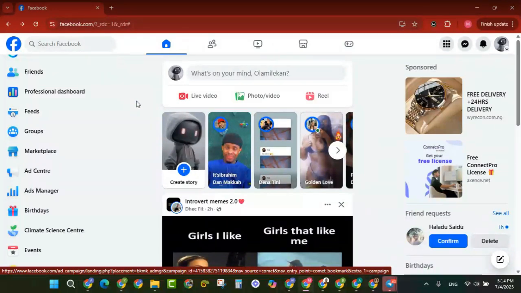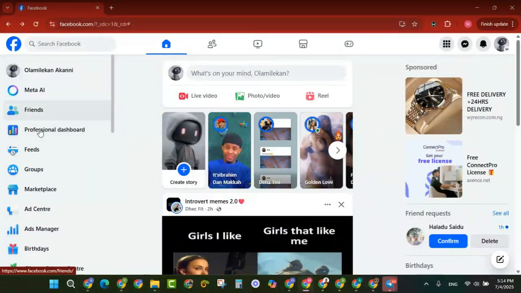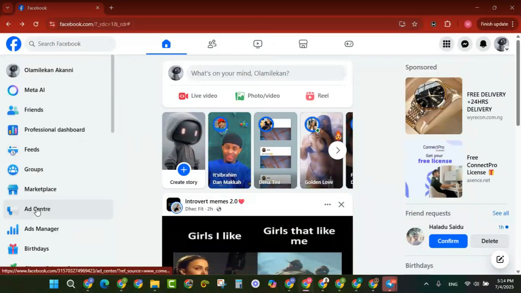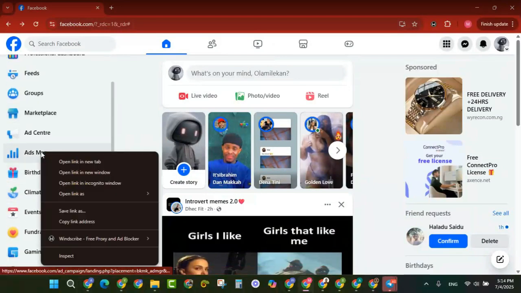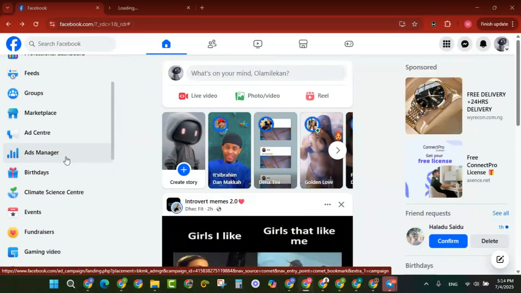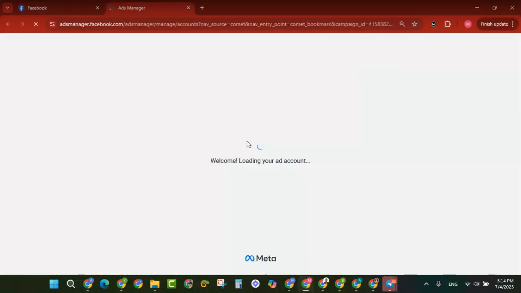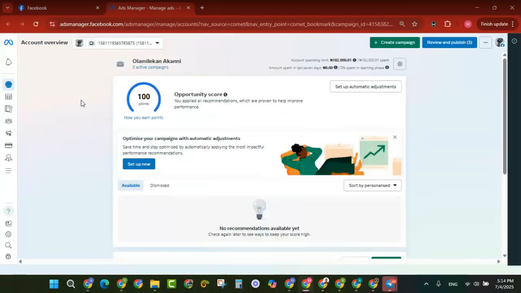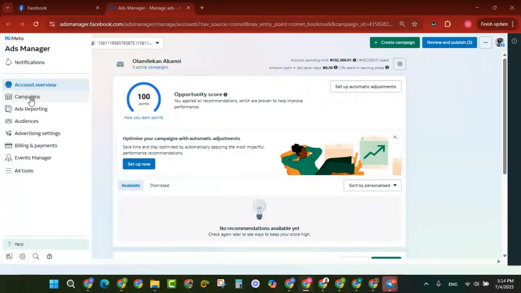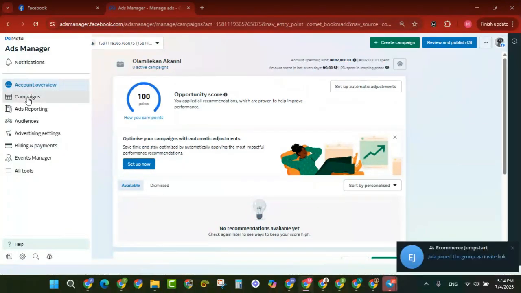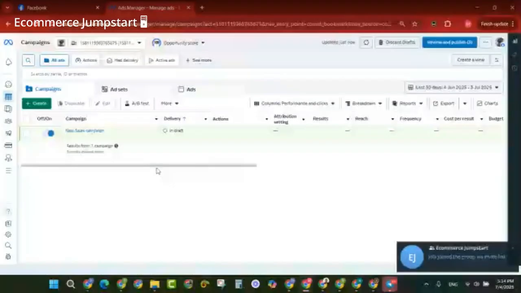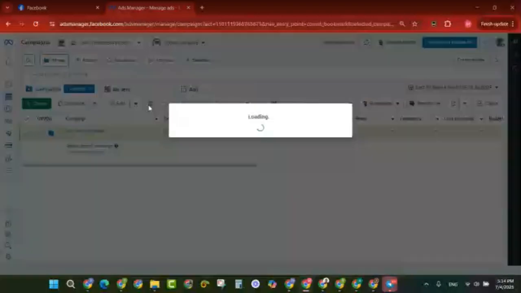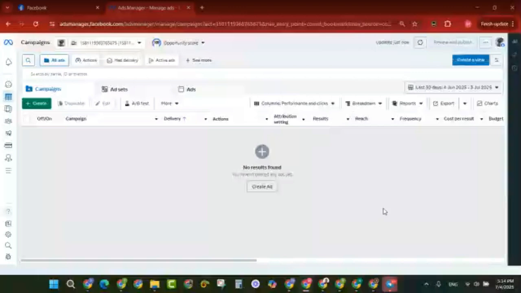So if you're on Facebook like this, you will see this. You need to click on this See more, then you're going to see Ad Manager. So you open it in a new tab. When you are here, you can come to this particular place and click on Campaigns. If you have some active ads, you're going to find them here. But if you don't have any ad active, this place is going to be empty, just like this.